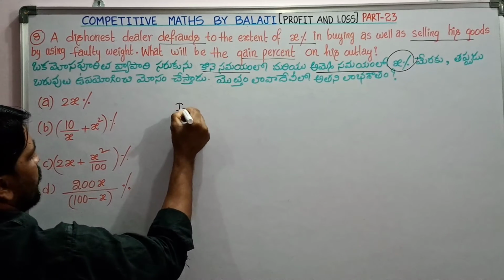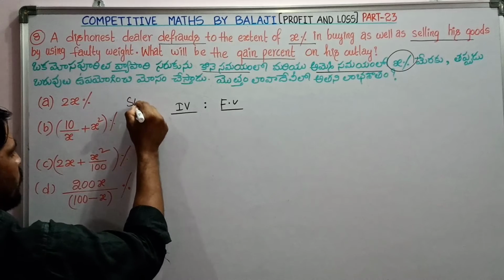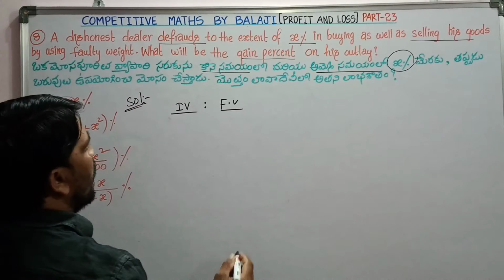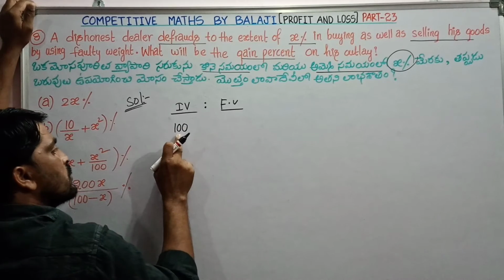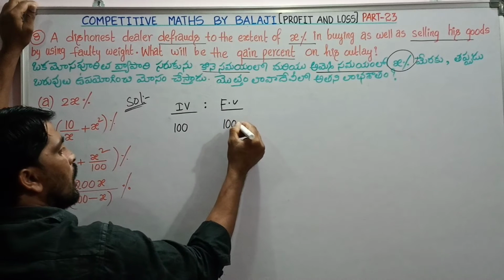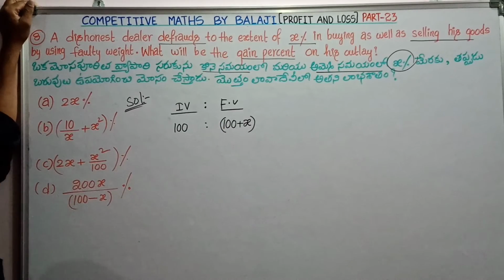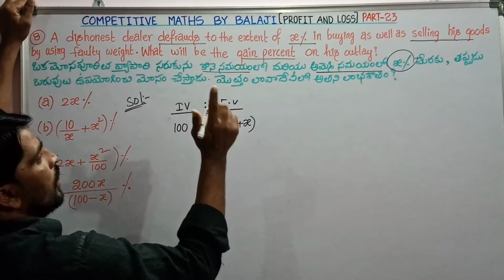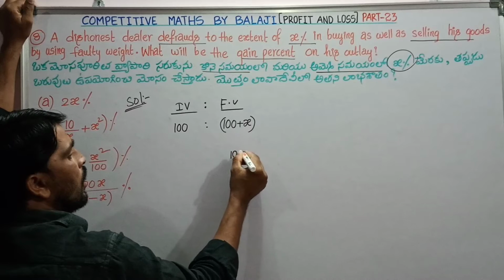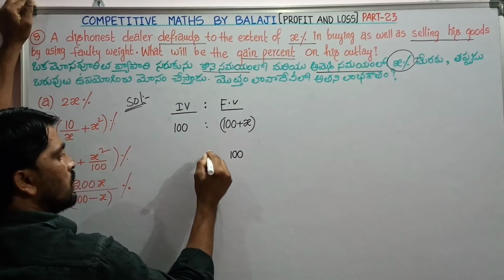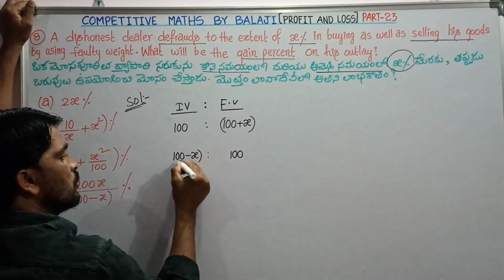So consider the ratio of initial value to final value. Suppose he has to take 100 kgs of goods. Instead of 100 kgs of goods, he takes 100 plus X kgs of goods while he is buying the goods. And while he is selling the goods, he has to sell 100 kgs of goods. Instead of 100 kgs, he sells 100 minus X kgs of goods.